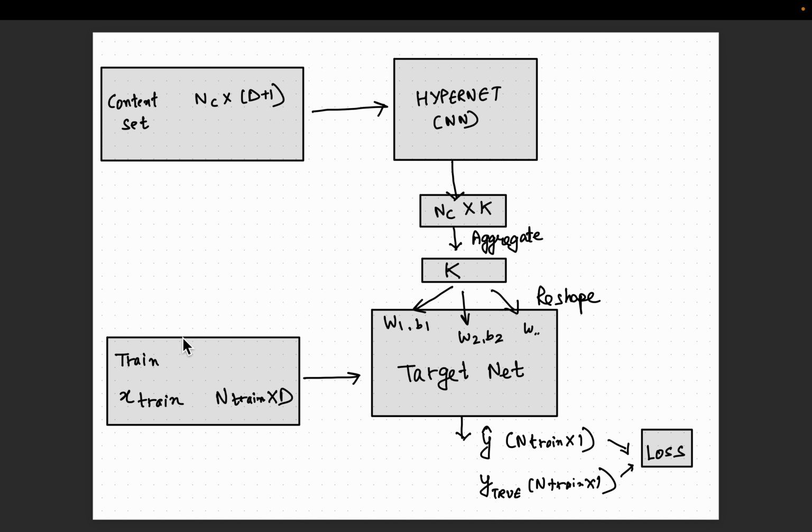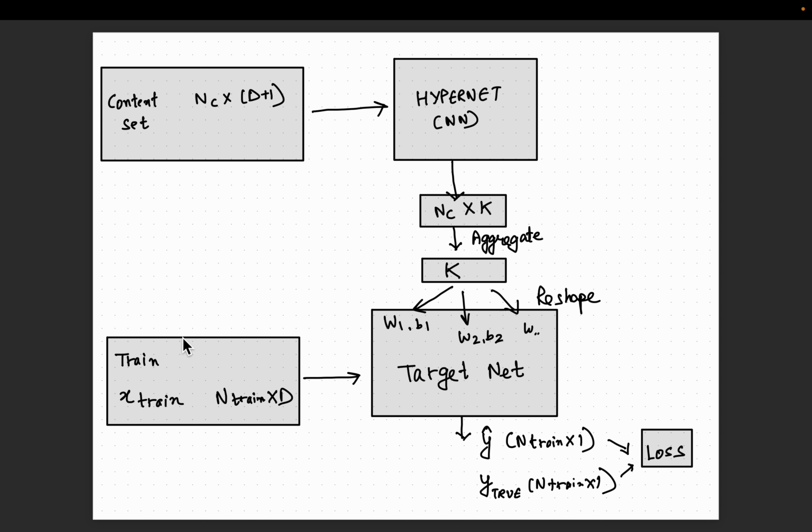Right, we looked at this setup where we're given a context set. This is NC comma D plus 1. Why is it D plus 1? My input image is D-dimensional, and I'm also appending my Y to it. So my context set means the pairs of X and Y, which I know for every task, any given task.